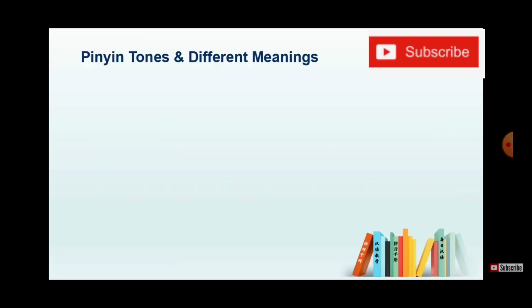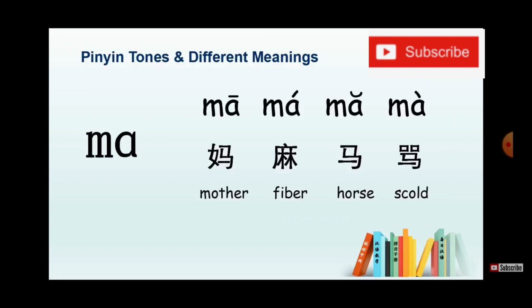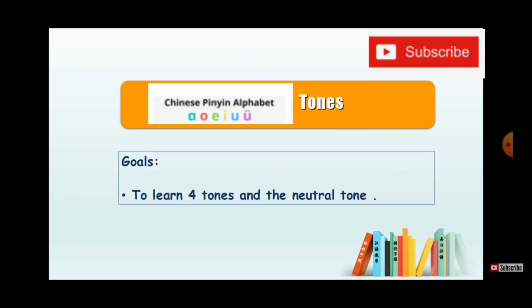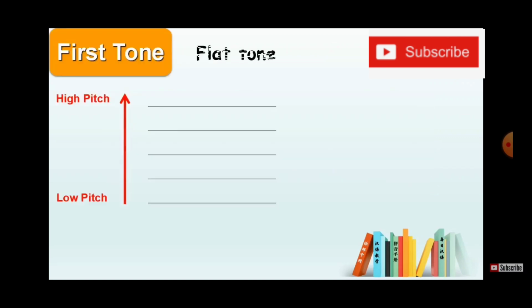Chinese is a tonal language, which means that even if it's the same syllable, if it's pronounced with different tones, the meanings can be very different. In today's video, we will look at each of the tones. Basically, there are 4 tones in Pinyin, but some consider that there are 5 tones, including a neutral tone. Let's see them one by one. The first tone is the flat tone. When we pronounce it, we need to keep our voice at a very high pitch and flat through the whole syllable.